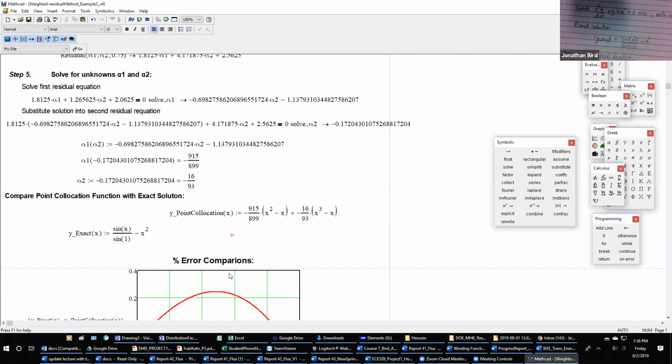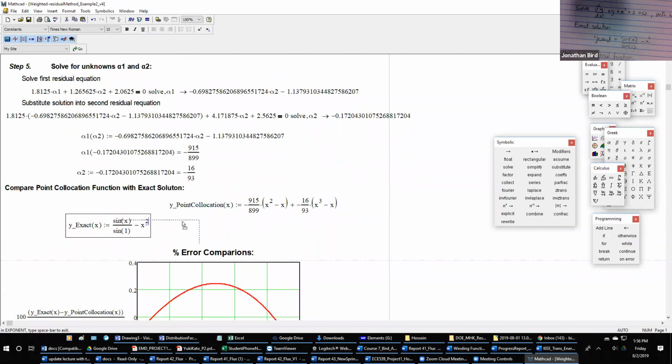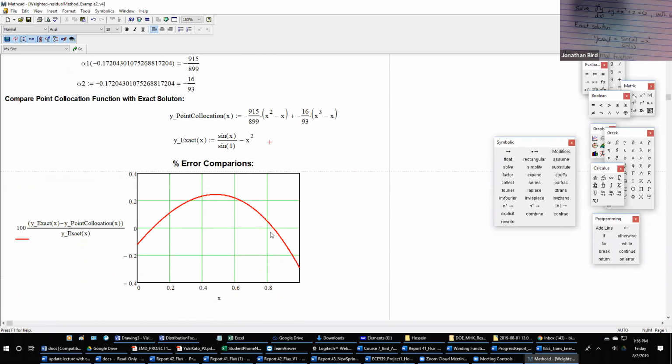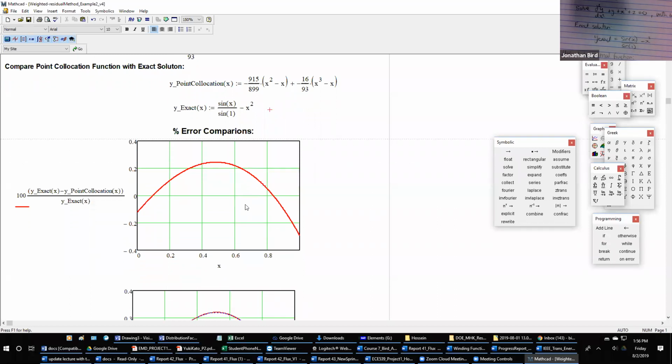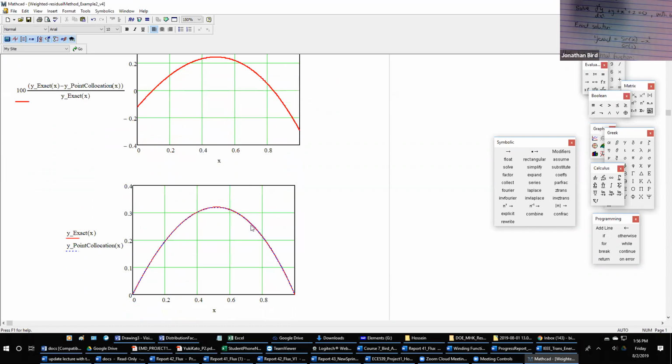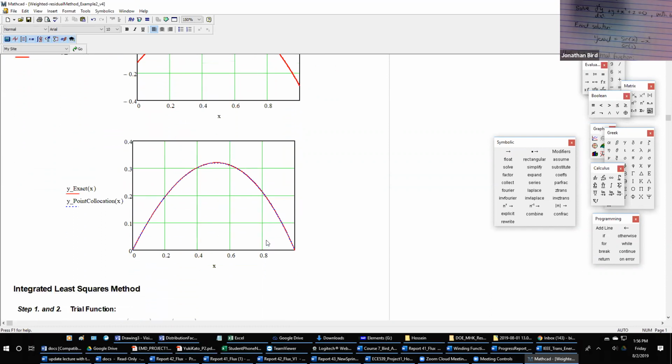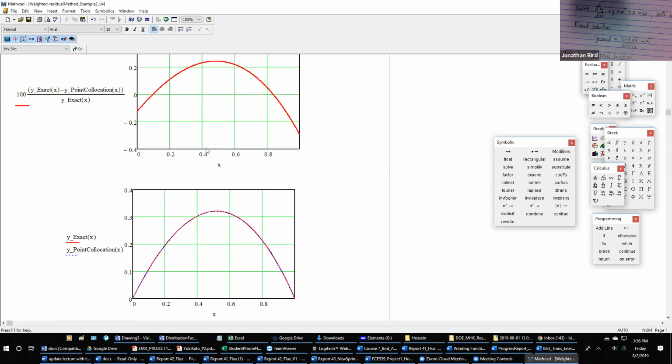Okay. Now, this is the exact solution here. So if we compare the two, this is the error percentage. So I've taken the exact minus the point collocation divided by the exact. So it's pretty good. It's less than 3.3%. And if we make a plot of the two solutions, you can't really see the error. But there is some error.